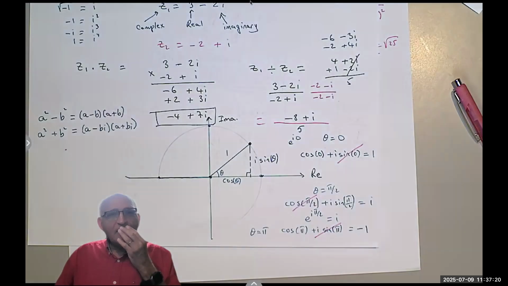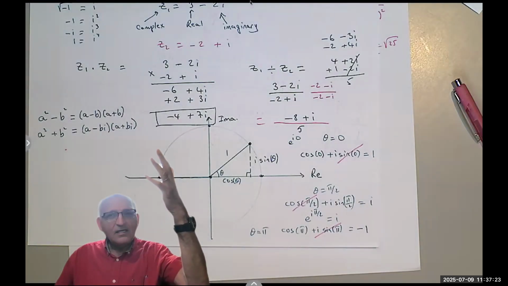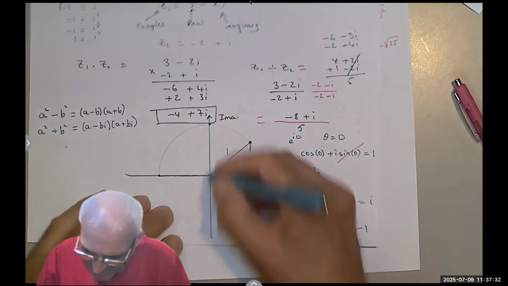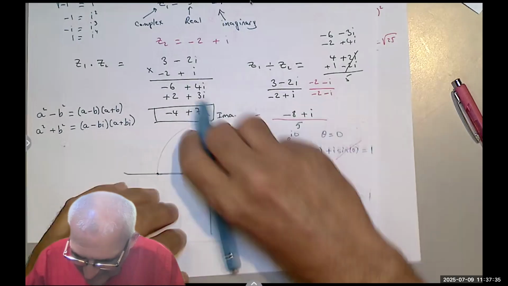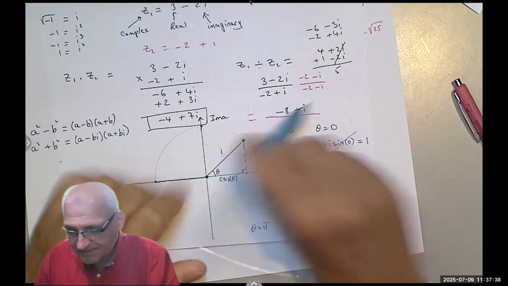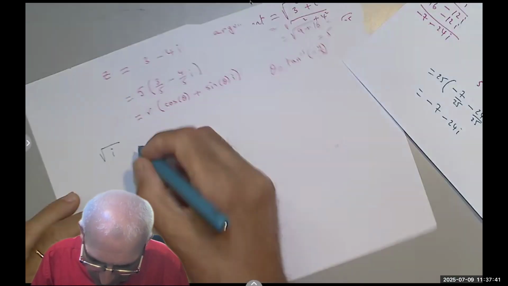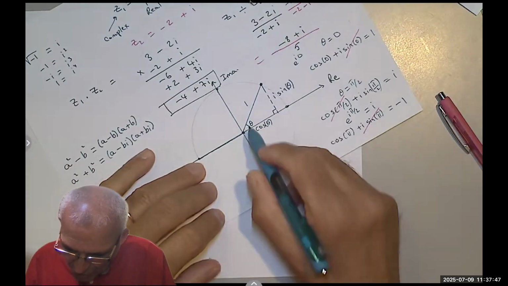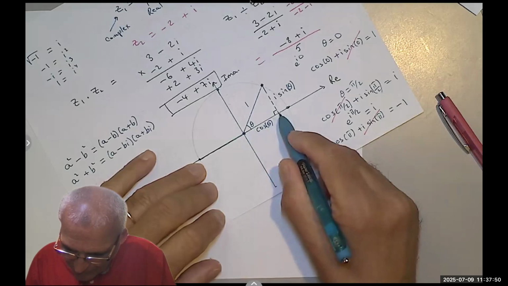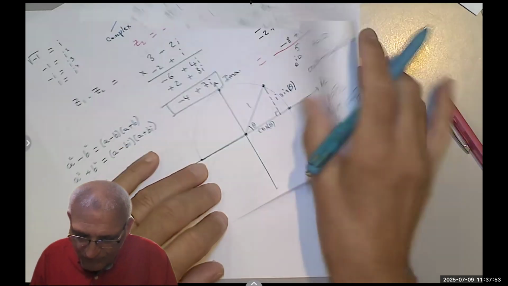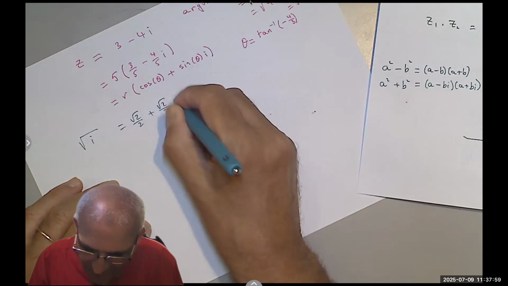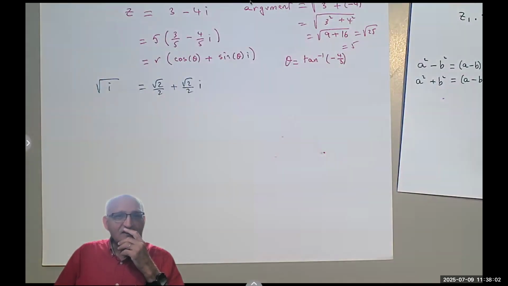Oh my God, so squaring would be doubling the angle. Cubing would be tripling the angle. By the same token, if I take the square root of i, I will be dividing the 90 degrees into 45 degrees, which means the square root of i, if I go here, this angle would be pi over 4. So I can represent it as cosine pi over 4 plus i sine pi over 4. It's root 2 over 2 plus root 2 over 2 i. Wow, it didn't take 5 seconds.